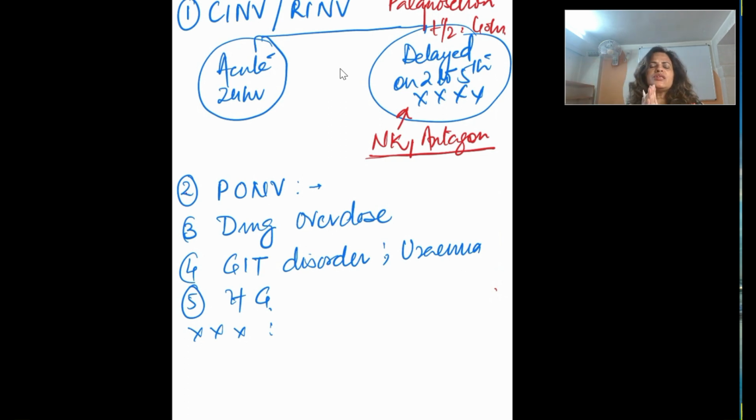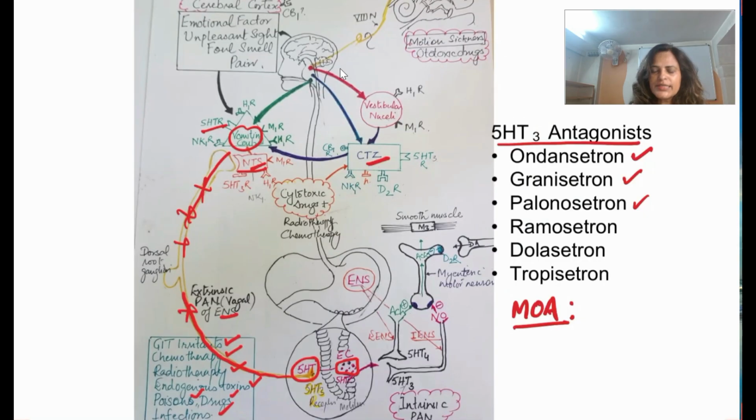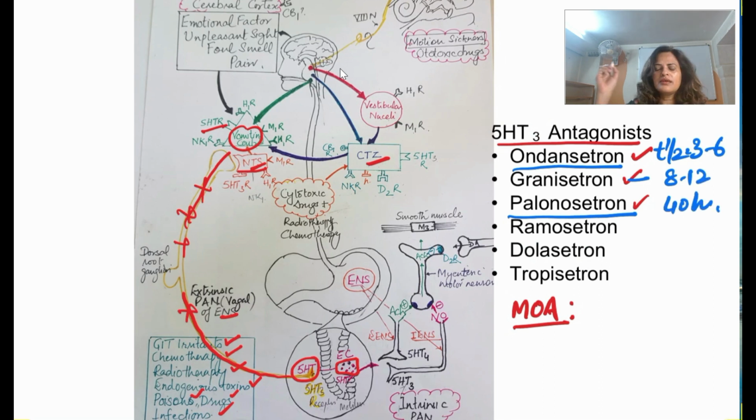There are a few individual differences among this group of drugs. Ondansetron is the shortest acting, and palonosetron is the longest acting. The half-life of ondansetron is 3 to 6 hours, granisetron 8 to 12 hours, and palonosetron 40 hours. Palonosetron has the highest affinity.